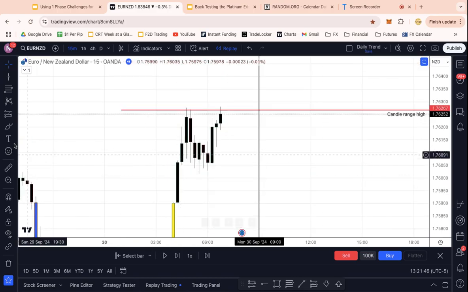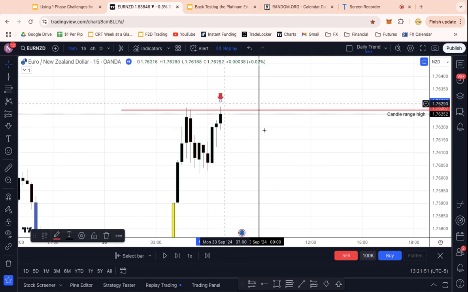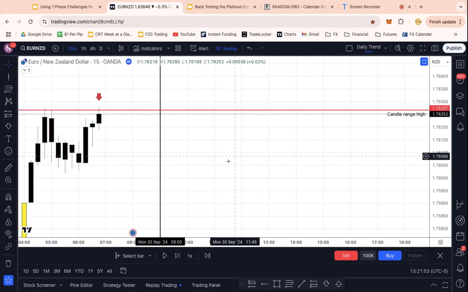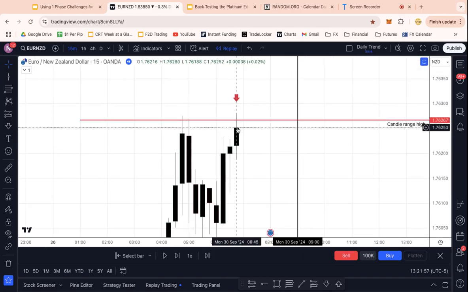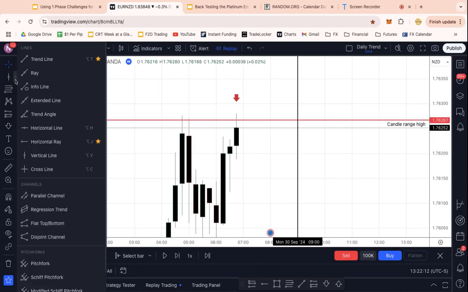I'm going to put an arrow on it. Right here. It tapped it. Let's make this bigger. Tapped it, closed below it. That's all I need to see to get in. Okay. Give your stop loss a little breathing room. Don't make the stop so tight that a little wick will take you out. But at the same time, hey, this is what I'm looking for. Tap it, close below. Tap it, close below. Okay, so my entry is right here.